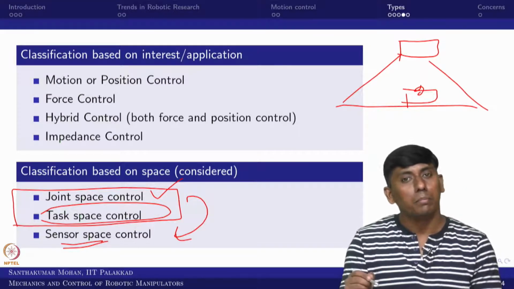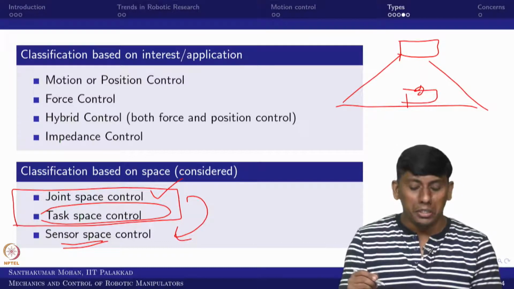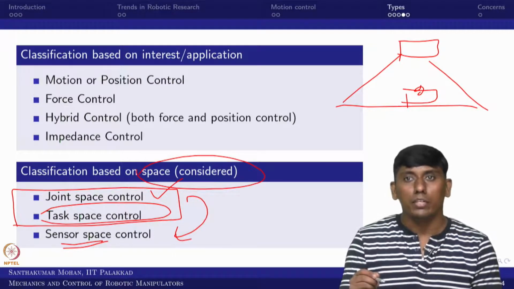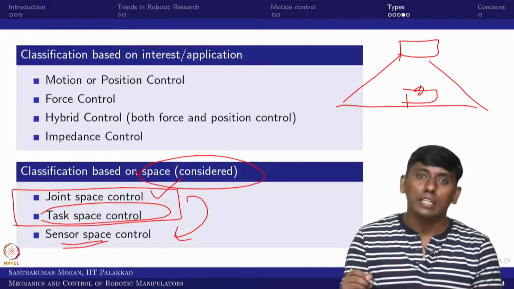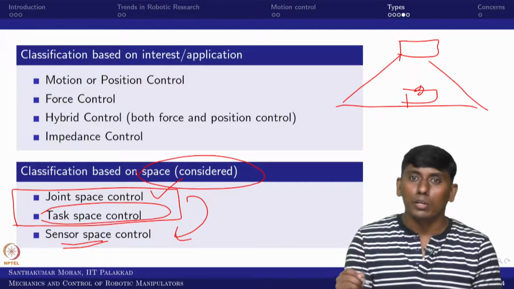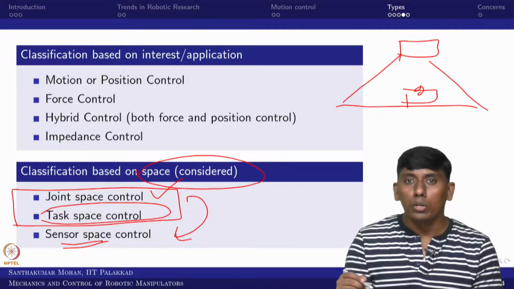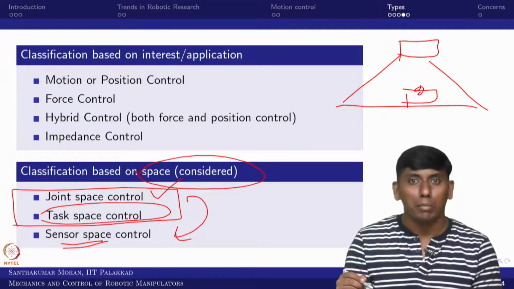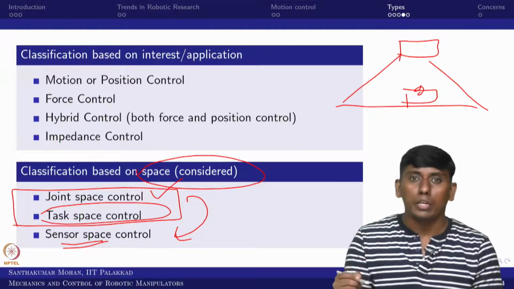So this is one of the important areas we can work on. It is based on which space we consider for the control activity. Further, since we are talking about a manipulator, you want to control either an independent joint, or synchronously with multiple joints.